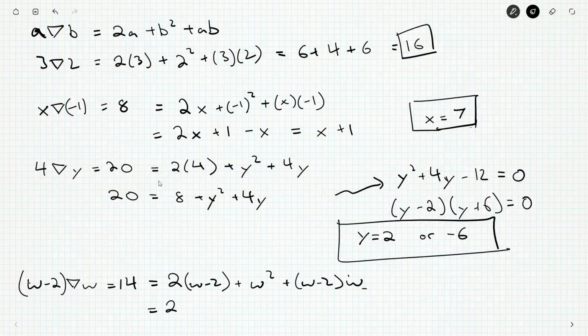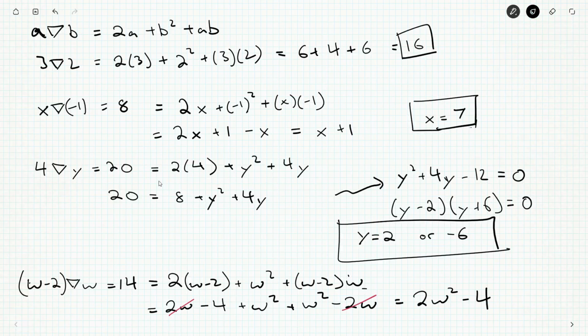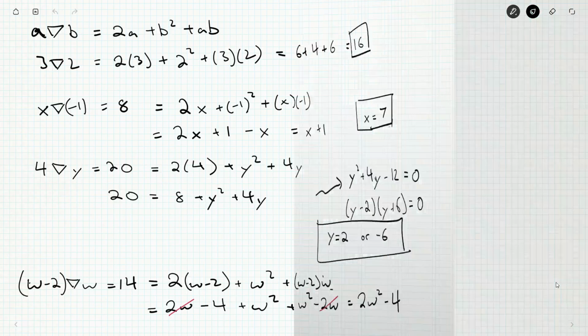And we can expand this out. 2W minus 4 plus W squared plus W times W is W squared, and then negative 2 times W minus 2W. And look at that. 2W and the minus 2W cancel out. And I'm left with 2W squared minus 4. Okay, we'll finish this off on the next page.